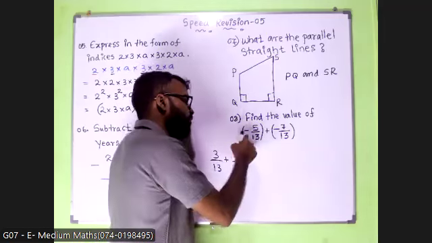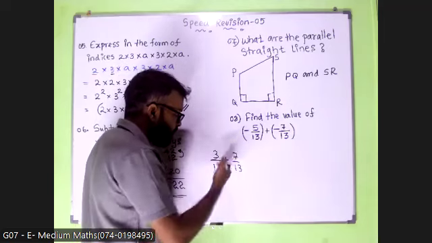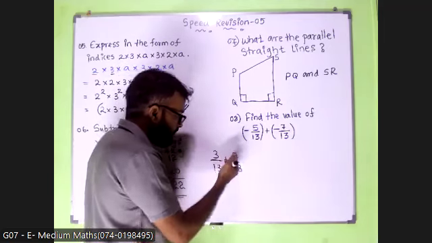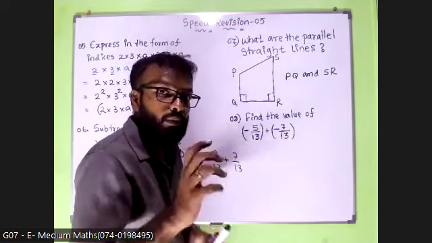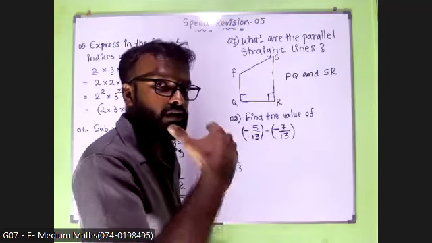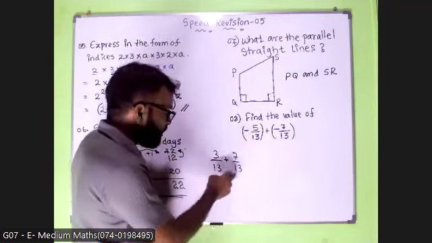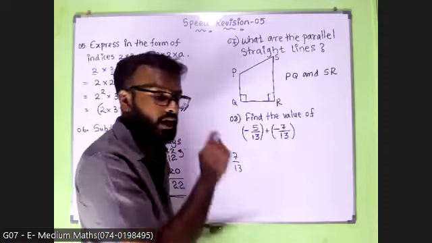Positive number, negative number, both are same. So you have to do what you do for a positive number. How do you solve this one? 3 over 13, 7 over 13. Fractions. So you need to check whether your denominators are different or same. 13, 13, same thing. So you can add the numerators.